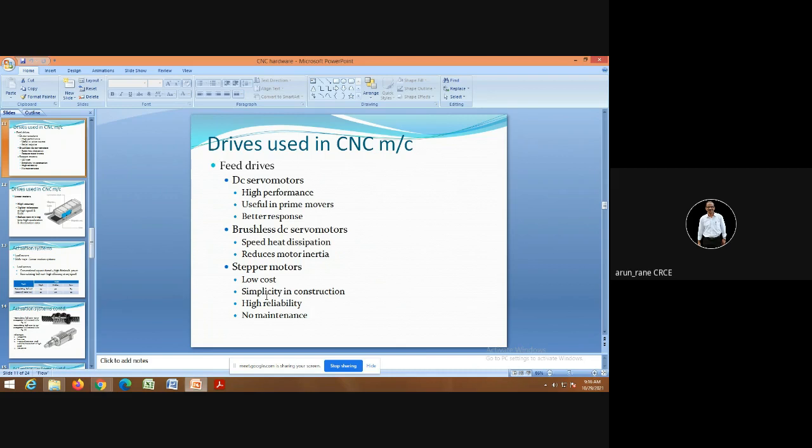There are different types of drives, like DC servo motors. What is the use of DC servo motors? It gives good performance. The response is good. This sentence is wrong. That is useful in prime mover, because a DC servo motor is not a prime mover.